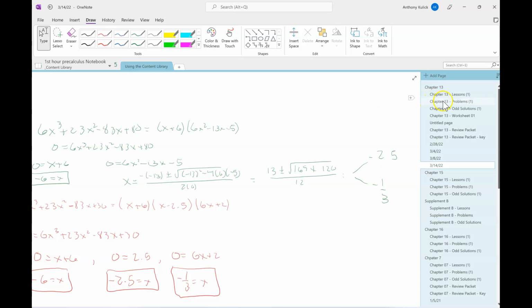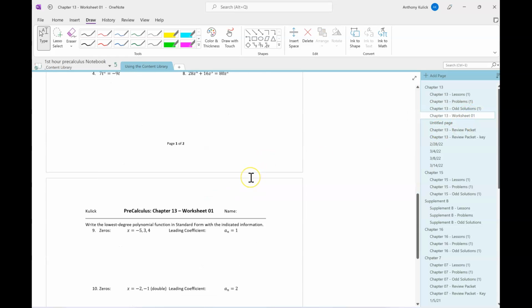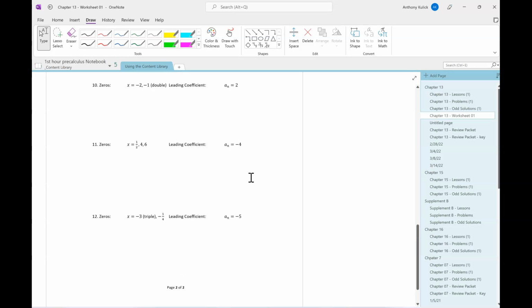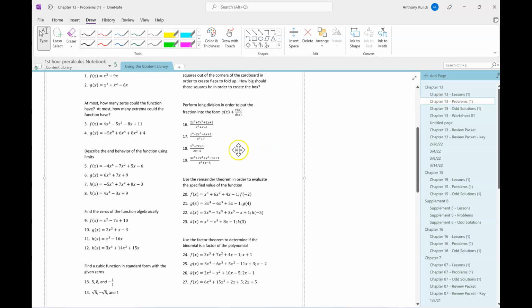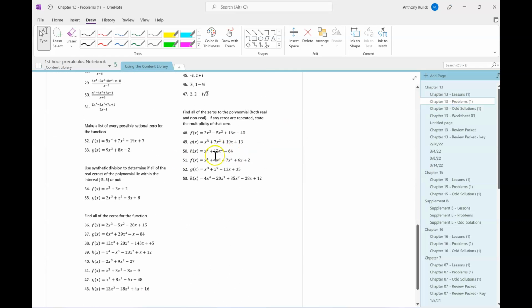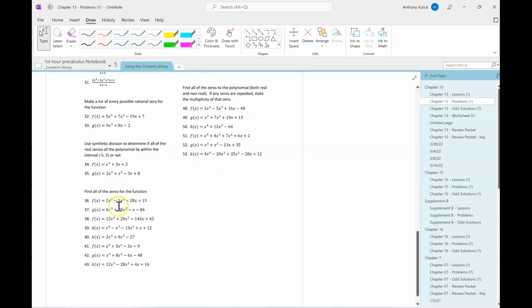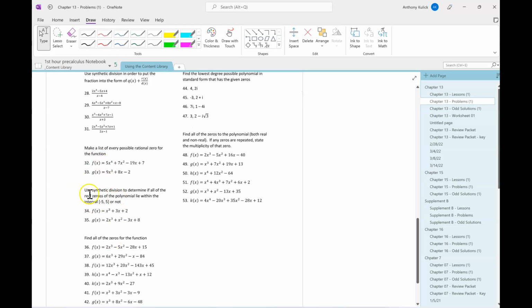For next time, I think we should be able to do the worksheet. So I'm going to put that up. And then we should be able to do this one, this one. So I think probably just 32 to 35 and then the worksheet.